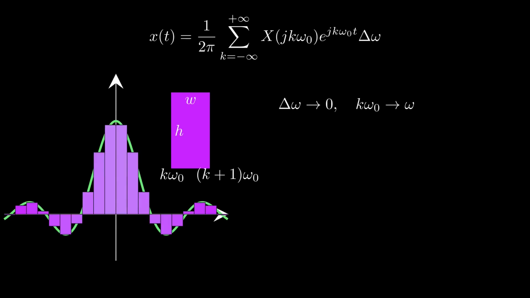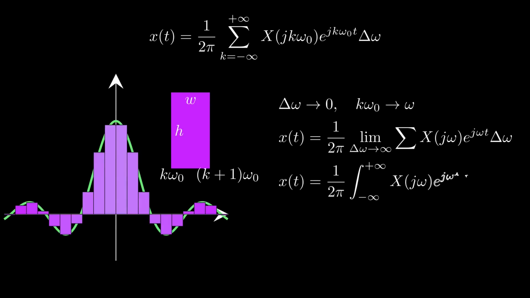If we reduce the width of the rectangle to be so small that it approaches 0, then we can replace k times omega naught with omega and introduce a limit notation. The combination of limit and sum translates to an integral, with delta omega changing to d omega, a differential element. This is the inverse Fourier transform.